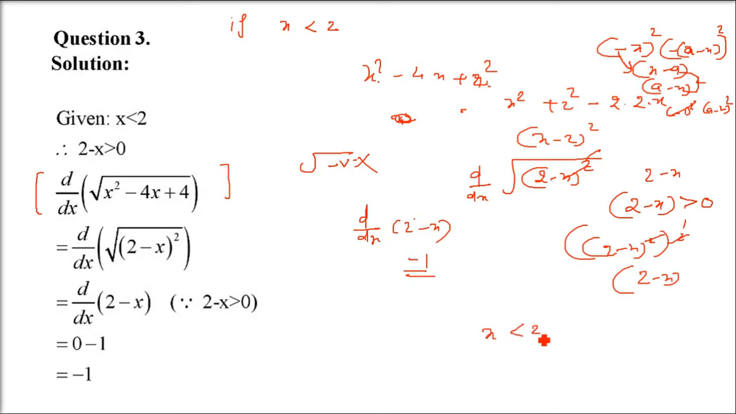Please remember x is less than 2 and we have employed 2 minus x greater than 0. x minus 2 is less than 0. So if you multiply by minus on both sides, it will be 2 minus x greater than 0. That is what we have employed here. Otherwise we are not sure whether it will be negative or positive. Only when positive can we get the under root eliminated. Otherwise we won't. Okay.